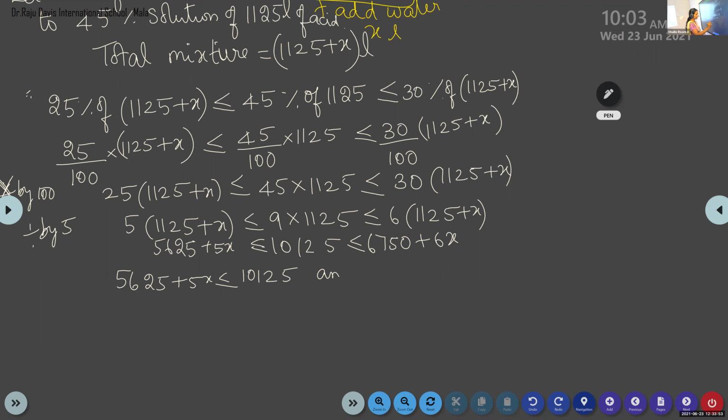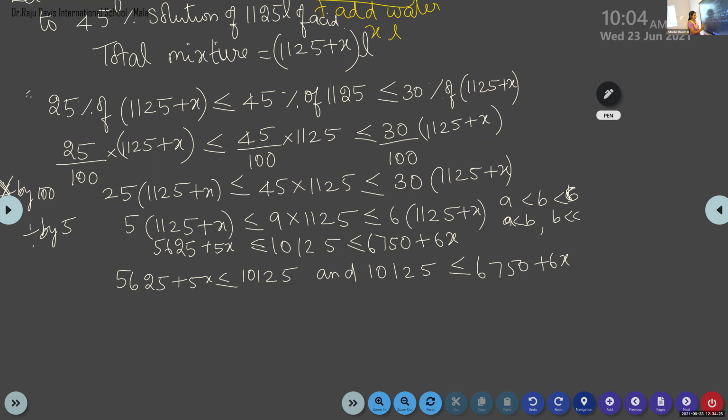And you take the next condition. For example, if A is less than B less than C, what can you write? A is less than B and B is less than C, yes or no? If A is less than B less than C, how can we split? A is less than B and B is less than C. The same way here also we can write 10125 is less than or equal to 6750 plus 6x. Is it okay, Shubham?